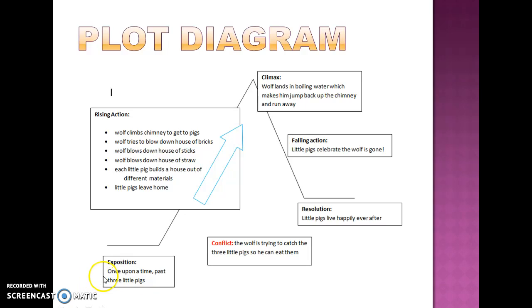So if we were going to draw out the plot diagram, this is what it would look like. Remember, here's our conflict. You must always identify the conflict when you're doing a plot diagram, because without knowing the conflict, you'll never be able to understand or find the climax. Our exposition is here. Our rising action, remember we start at the bottom, first, second, third, fourth, what happens in sequential order, leading up to the problem being solved, the climax turning point, falling action, coming back down the other side of the mountain, and the resolution, the little pigs dancing and celebrating and singing.